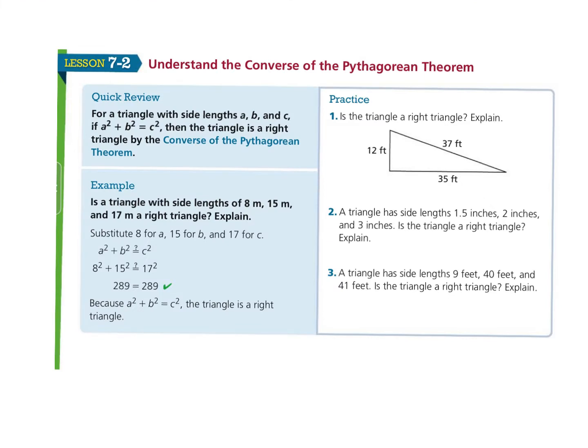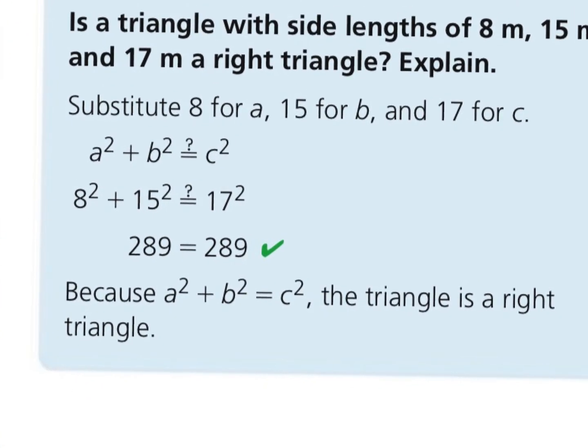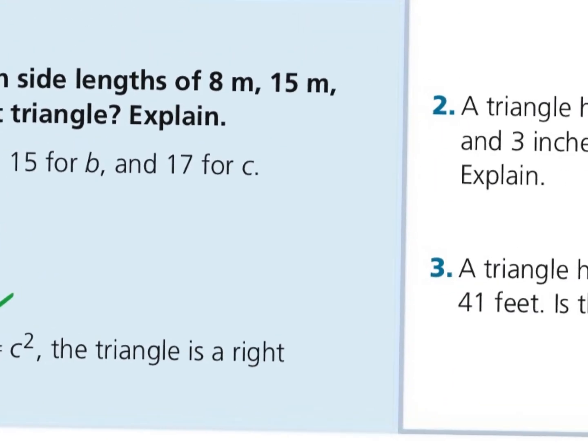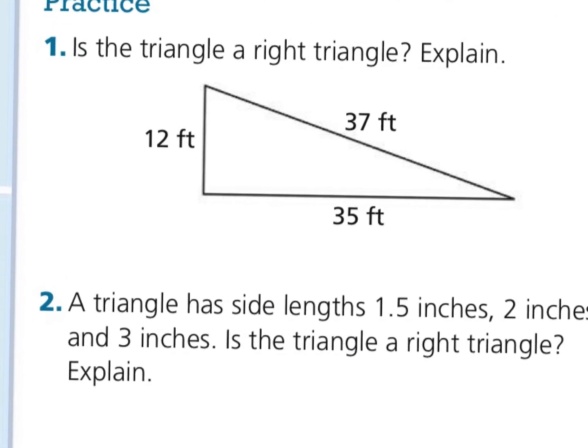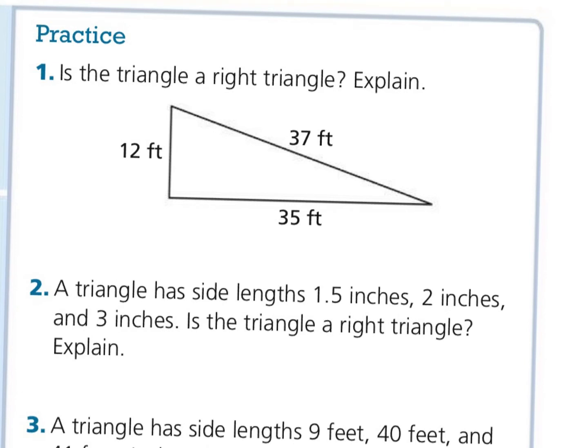Section 2 was the converse of the Pythagorean theorem. Basically, it just says the Pythagorean theorem only works if you have a right triangle. So if you put your numbers in for a, b, and c, and if it works, then we know we have a right triangle. If it doesn't work, then you don't have a right triangle. So for number 1, to see if that's a right triangle, start with your Pythagorean theorem formula. This one, here's our right angle. So 37 would be the hypotenuse.